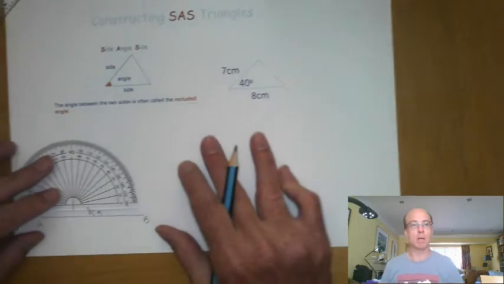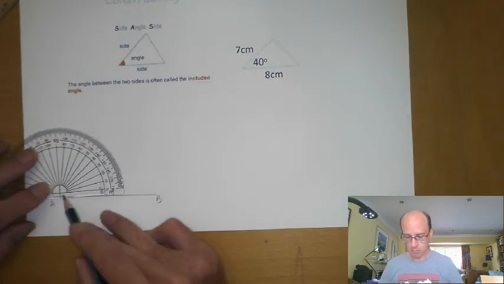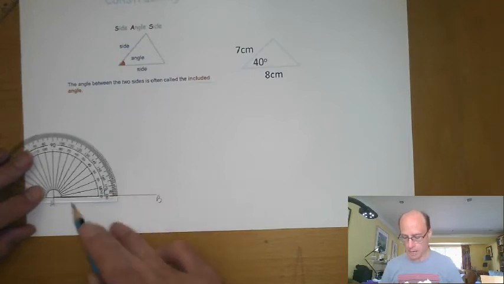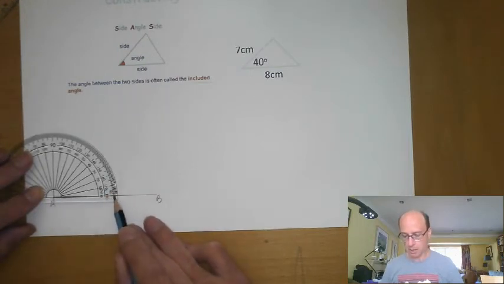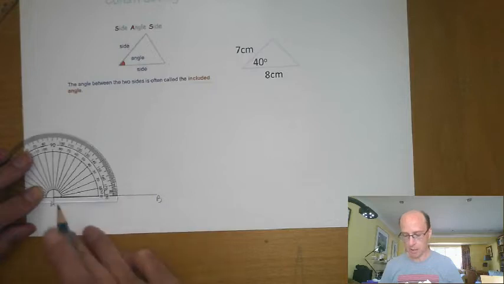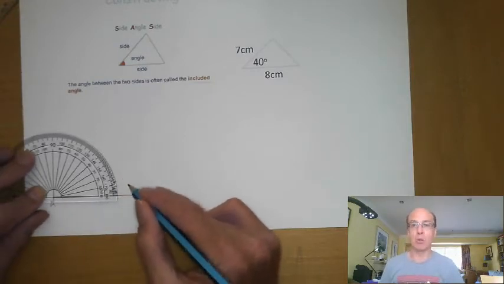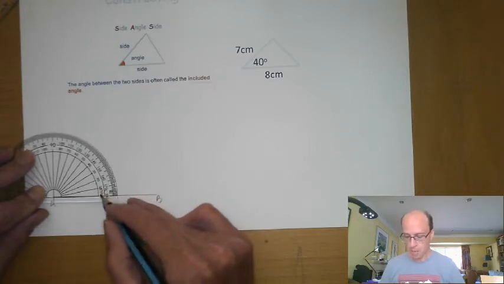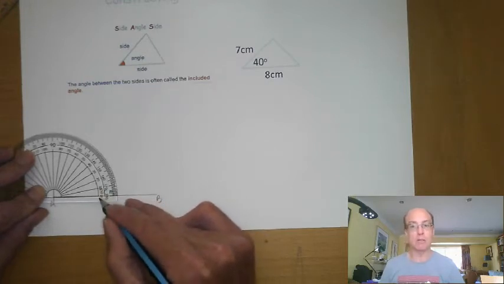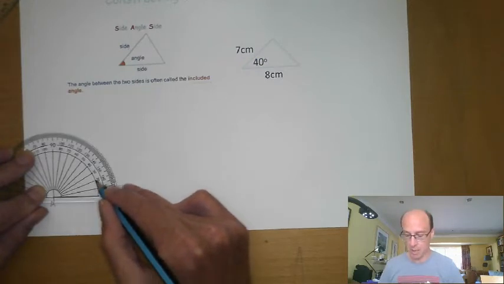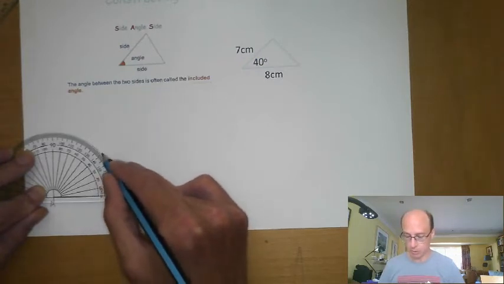I'm going to make sure that my crosshairs here are sitting on my point A, and the base of my protractor is sitting on top of my line AB. Okay, and then I'm going to measure an angle of 40 degrees. Remember, I'm going to always start with my scale that starts at 0, so I'm looking in this case at the inner scale. I'm starting at 0 and moving round to the 40 degrees.